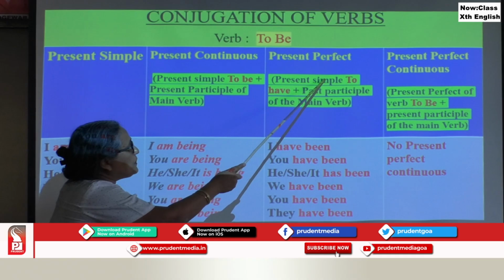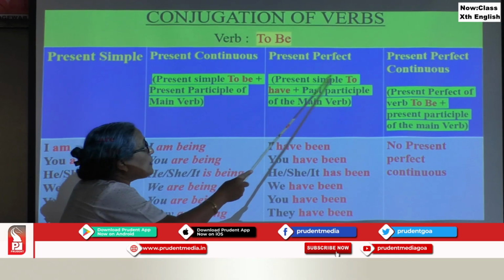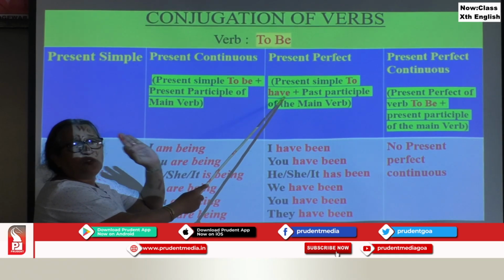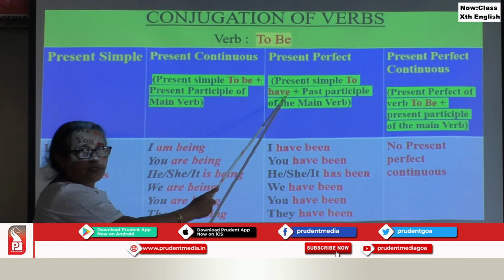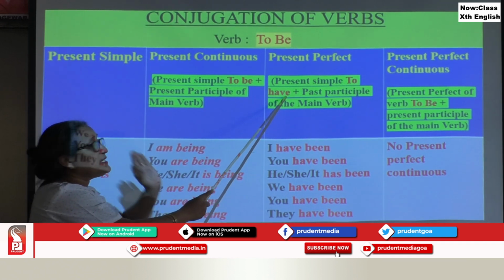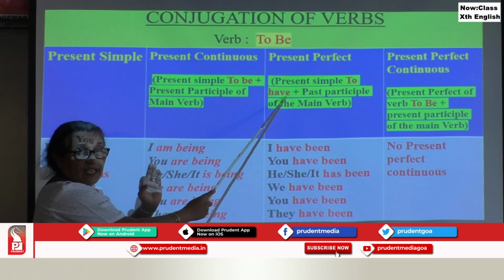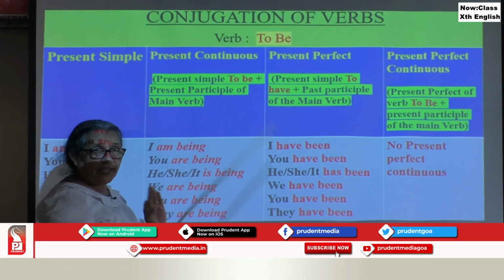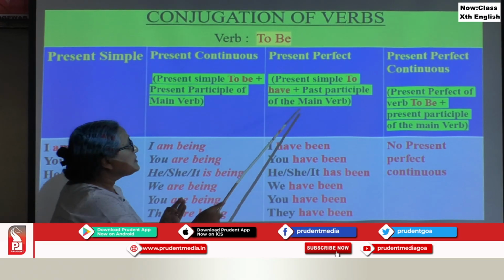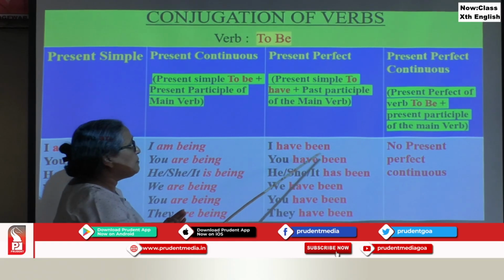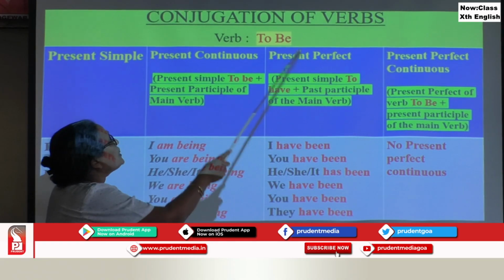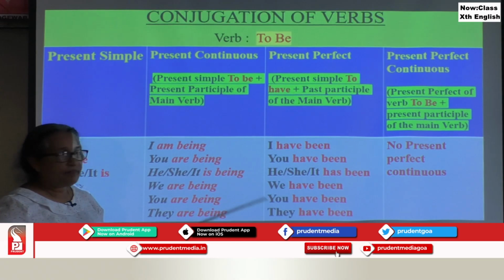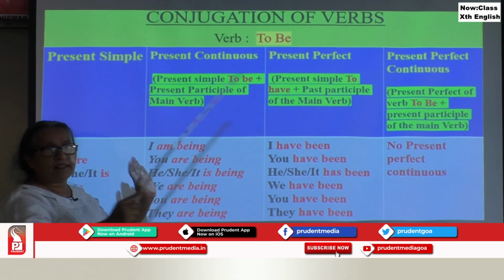Next we have present perfect, that is present simple of the verb to have, which is going to be the same for all the verbs. Verb to have is a helping verb which is used to make perfect, and past participle of the main verb. This will change according to the main verb. I have, you have will remain the same.